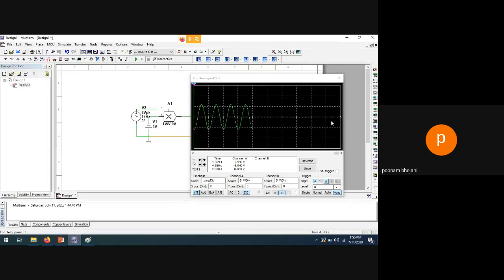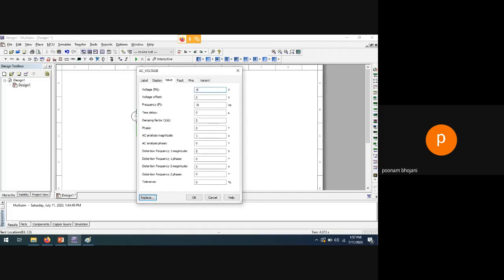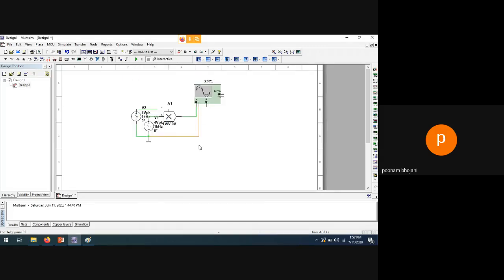Okay. Next is, if I am applying both AC, then what will happen? Let's say I'm copying this voltage or signal and I'm putting it to here. Let's connect it to X, and you can change the value also. Let's say from 2 volt I'm making it to 4. Okay, now I am applying 2 volt into 4 volt.